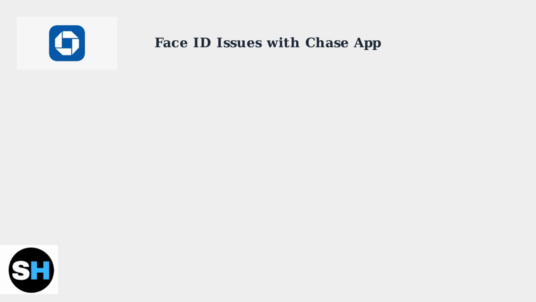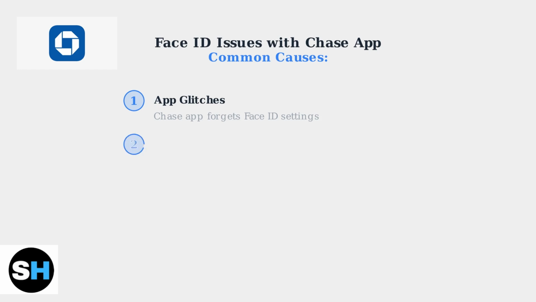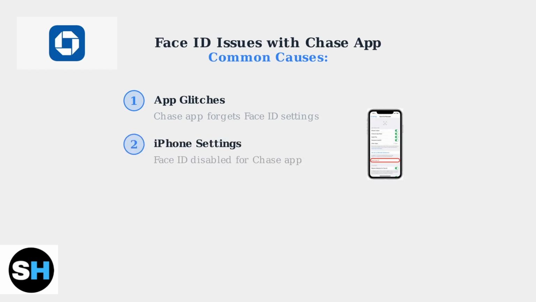This frustrating issue has several common causes that we need to understand before we can fix them. There are three main reasons why Face ID stops working with the Chase app. First, app glitches can cause the Chase app to forget your Face ID settings, requiring you to re-enable the feature. Second, your iPhone settings might have Face ID disabled specifically for the Chase app. This can happen after iOS updates or when you reinstall the app.